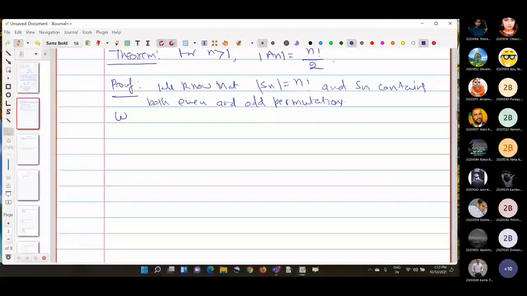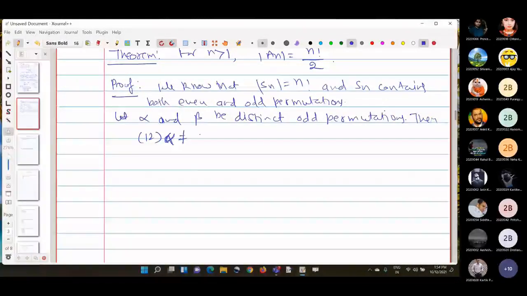Okay. Let alpha and beta be distinct odd permutations. Then, if this is an odd permutation, then (1 2), where 1, 2 are symbols on which Sn is defined. Okay, so here we have (1 2) alpha never equals (1 2) beta, fine.